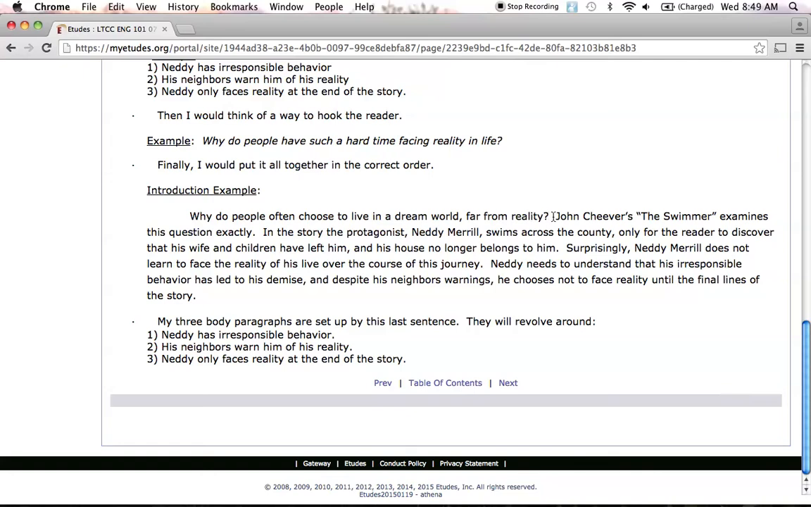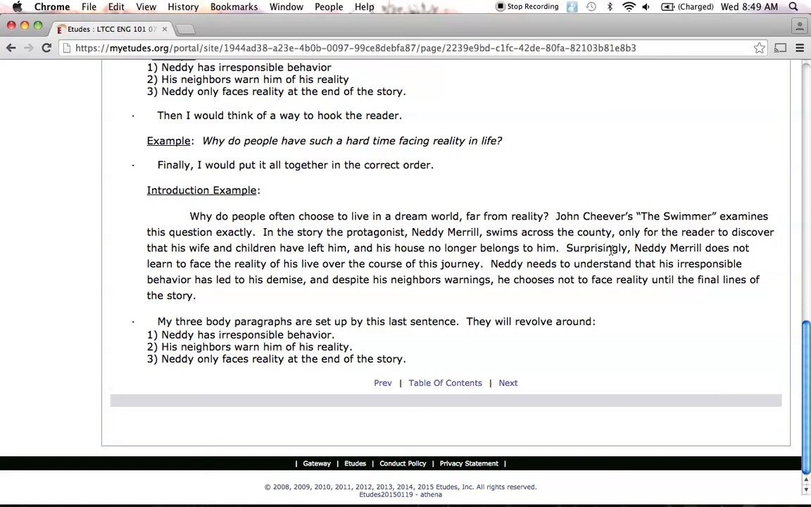Now I'm going to transition into the author and the title. John Cheever's "The Swimmer" examines this question exactly. Now I'm going to transition into my mini précis, my background, my little summary. In the story, the protagonist, Neddy Merrill, swims across the county only for the reader to discover that his wife and children have left him and that the house no longer belongs to him. Okay, and I'm kind of focusing on the reader discovering this.